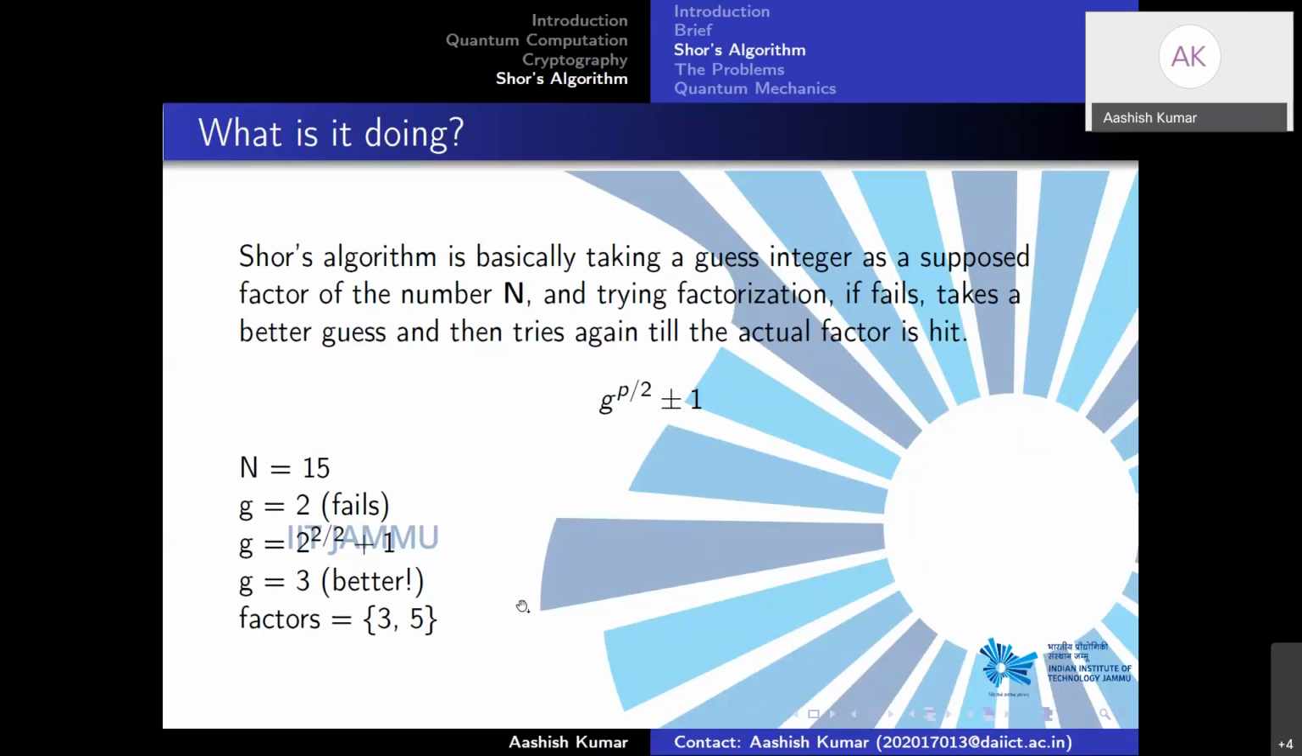For now, let's just consider this example. So we have this n as 15. Let me take g, our guessed integer factor, as 2. So 15 is not divisible by 2, so it will fail. Now I'll use this formula to create a guess which will be better than the previous one that I had. If I raise my 2 to a power of 2 and divide it by 2, adding 1, I get 3, which is a better guess as it will be dividing my number. So I get the factors 3 and 5.